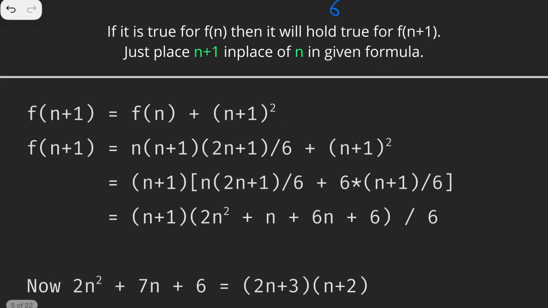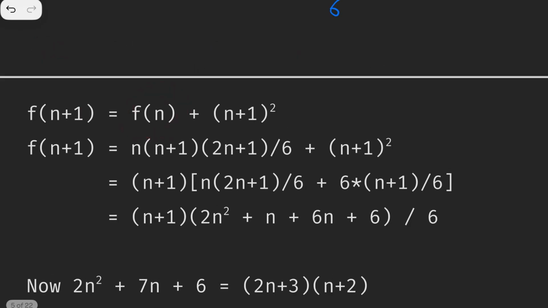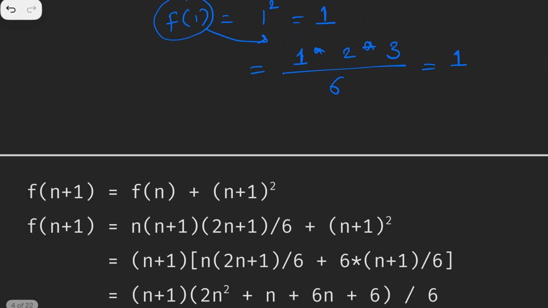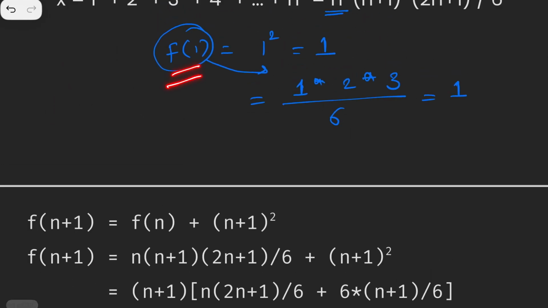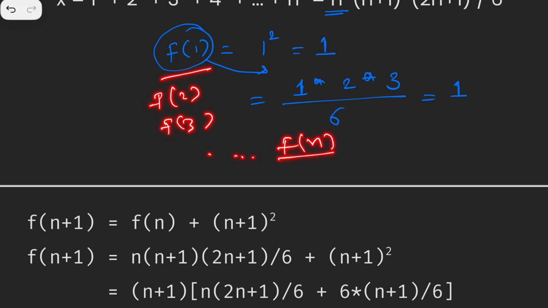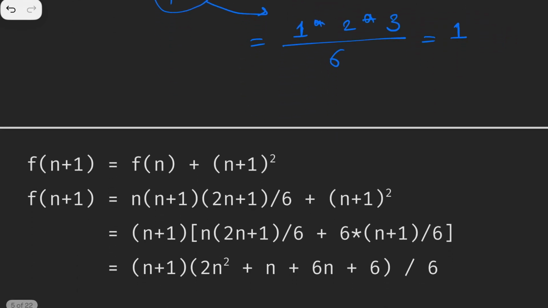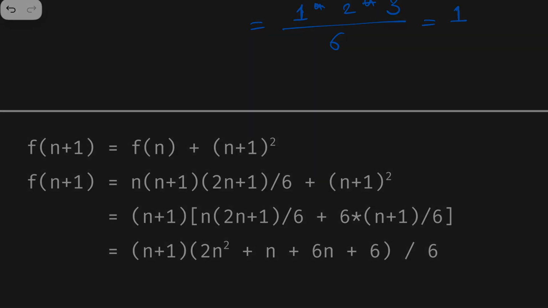So if it is true for f of n, we have proved that it will be true for f of n plus 1. And for the base condition f of 1, we know the value is perfectly right. So by using the induction, you can prove it for f of 2, f of 3, likewise f of n. And the formula is perfectly valid. Very simple proof, but technique is important. Here the technique is induction.